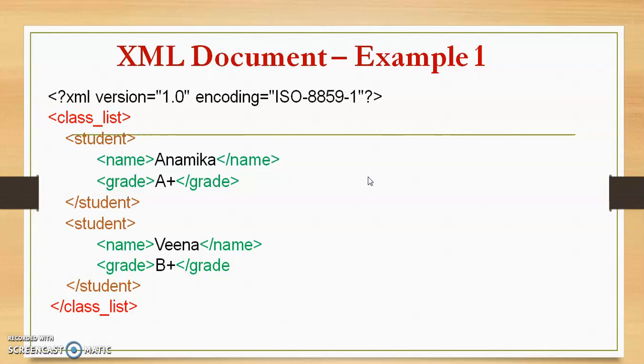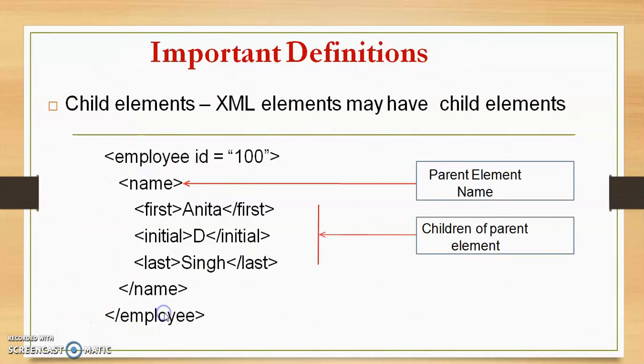Here is one example. The root of the XML document is class list, and the first statement is the XML declaration statement, otherwise called a processing instruction, or simply a PI, or directives or prologue. The student tag is the child of the root element, and inside the student tag you have the name and grade as the child elements of the student tag. At last we have the ending tag as the closing of the root element.